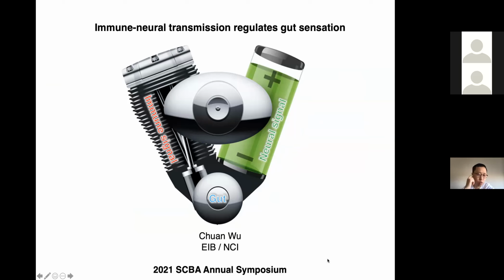So my name is Chuan Wu. I'm an investigator from NCI. My lab is basically an immunology lab. We are interested in how neuronal reaction and immune reaction crosstalk control the barrier integrity, particularly on the mucosal surface. So what I'm going to talk about today is how the immune-neuron transmission regulates gut sensation.